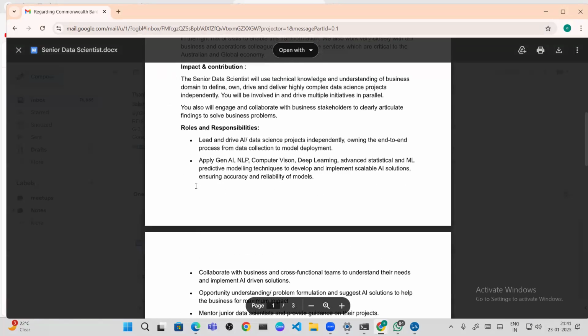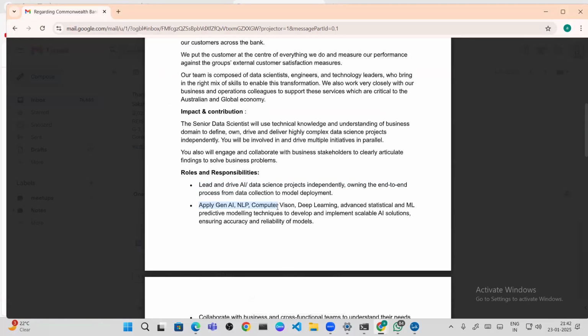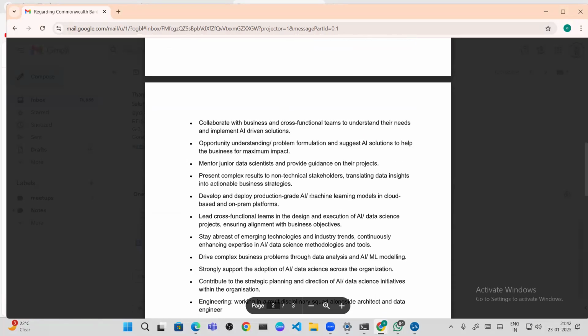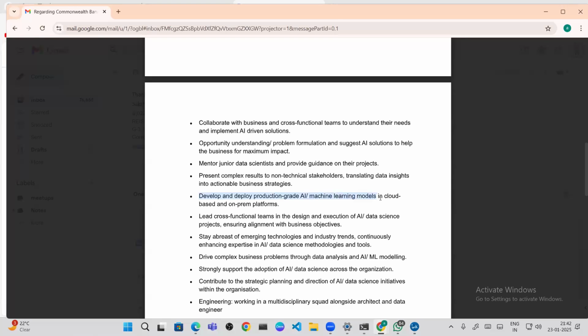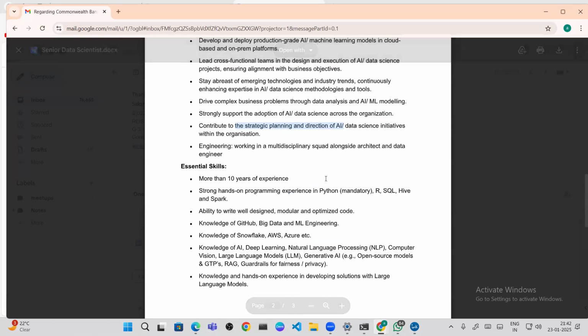If you go down to roles and responsibilities, see, apply Gen AI, NLP. This is a pure generative AI role because I am currently applying only for Gen AI roles. But even if it is a Gen AI role, yes, the first one is all Gen AI, but if you go down, machine learning is also there, right? Develop and deploy production grade AI or machine learning models in cloud and on premises platforms. What I'm saying is you should know AI, ML, modeling, everything. You can see this is the stack. So you need to know everything.